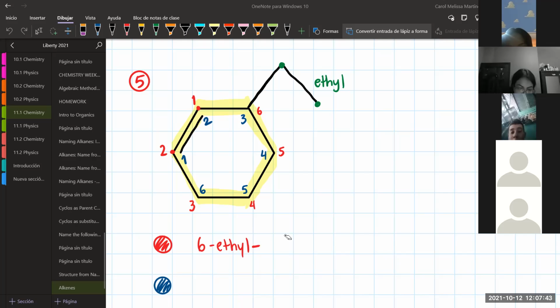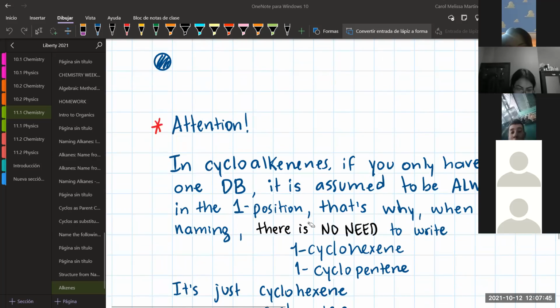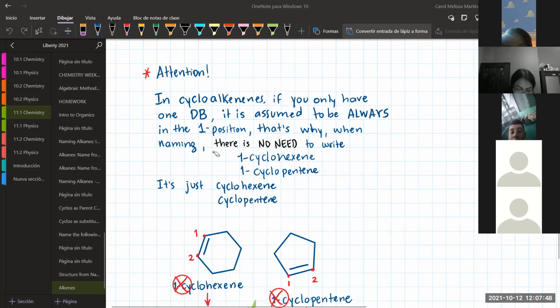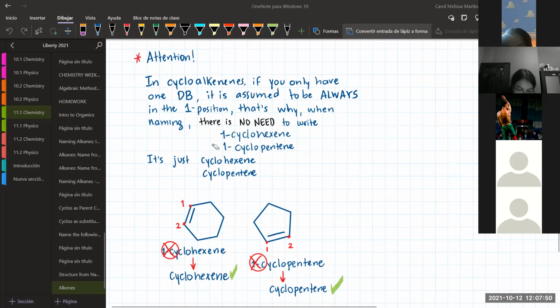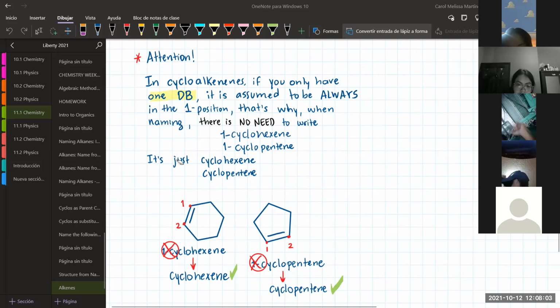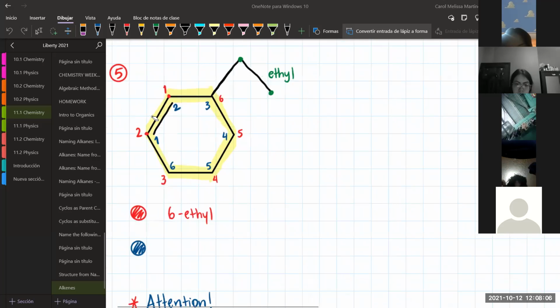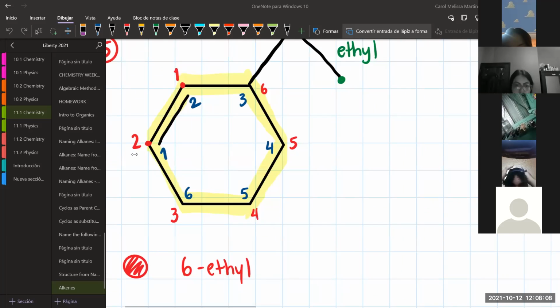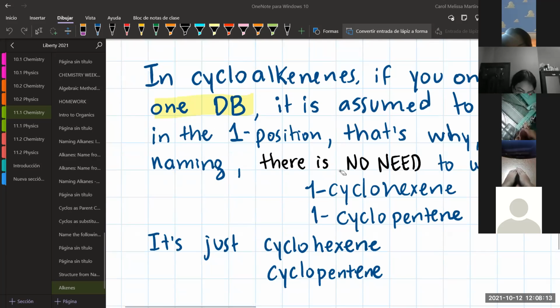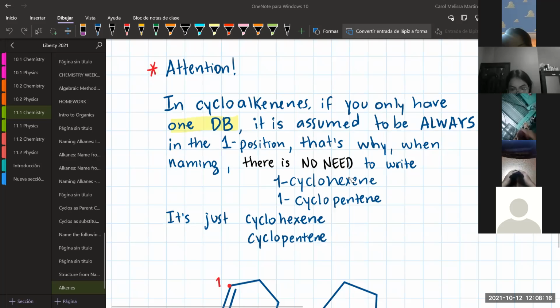Okay, I need to say something before I continue. I forgot. It is written here. Here it says, attention. In cycloalkenes, if you only have one double bond, this is the case, we have only one double bond, it is assumed to be always located in the first position. Because when you number the double bond it always starts with 1, okay? 1, 2 or 1, 2. It doesn't matter. So the position of the double bond, if you only have one double bond, is going to be in the position 1.